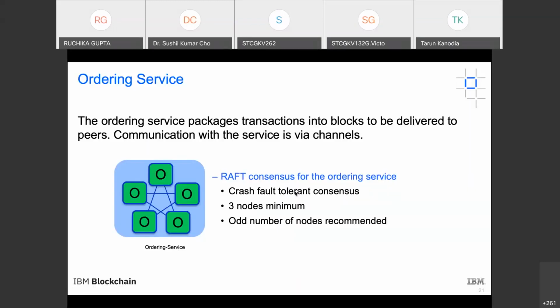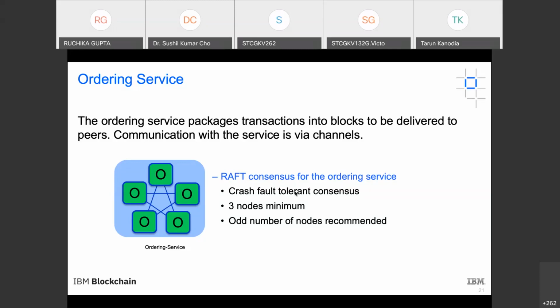We're looking at the ordering service, and as I've told you, the role of the ordering service is to order the transactions which I've received, put them into a block and send it across. Now, it happens via a concept called channels, which will get covered next. The ordering service is one of the most important services, because if your transactions don't get clubbed into a block, your blockchain will not work or will not get created. So the service that you create as part of the ordering service has to be crash fault tolerant.